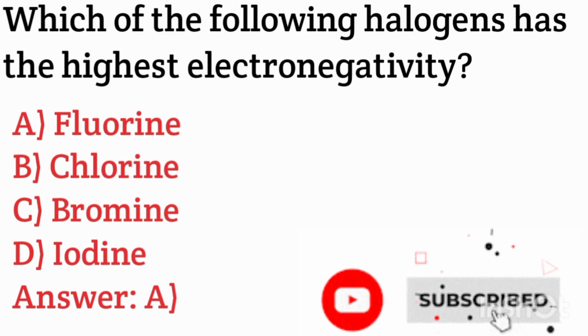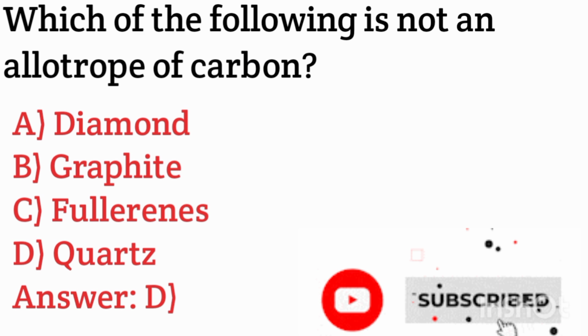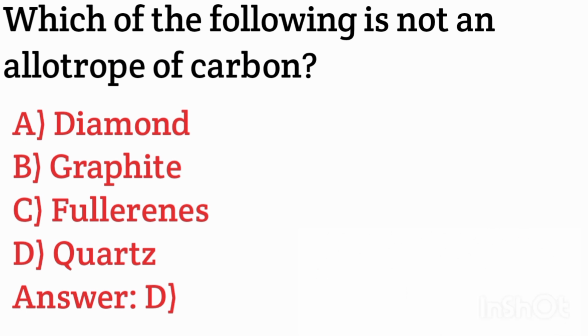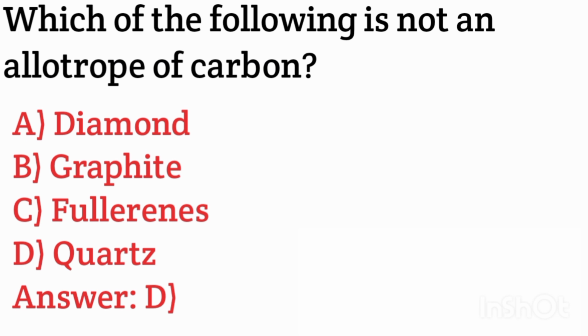Which of the following halogen has the highest electronegativity? Highest electronegativity is fluorine. Option number A is correct. Which of the following is not an allotrope of carbon? Quartz. Option number D is correct.